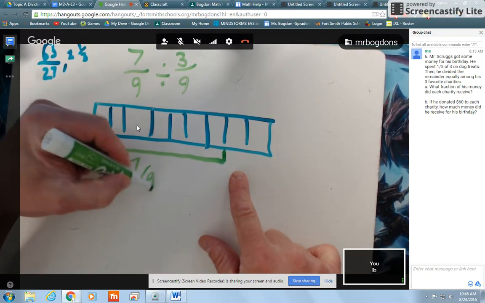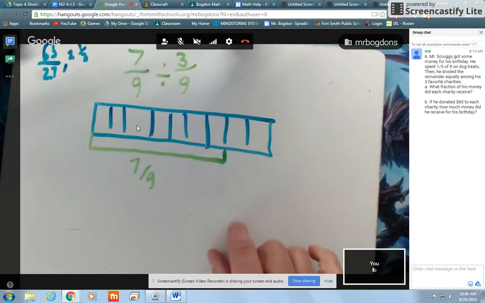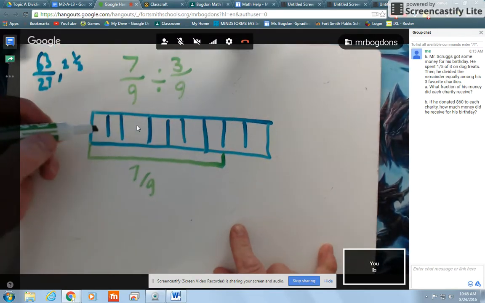That represents 7 ninths. Now, how many groups of 3 ninths go into 7 ninths? Well, I can say here's 1, 2, 3 ninths.